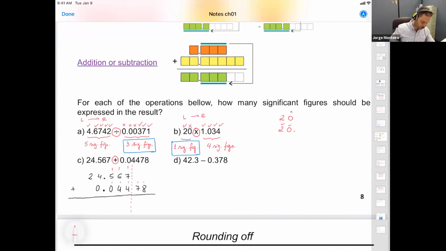Okay, so we have to chop the result at this point, and then we are going to count everything towards the left side. Okay. So therefore, you are going to count 1, 2, 3, 4, and 5. Okay, count everything after the limit here. So therefore, your result must have 5 significant figures.